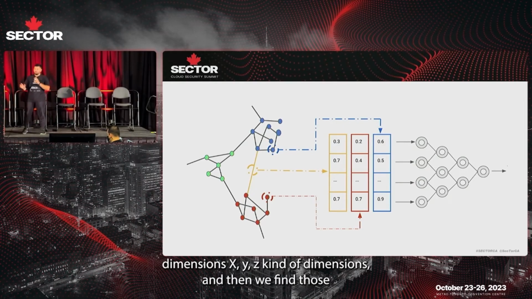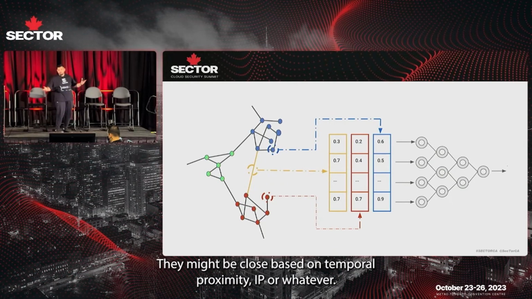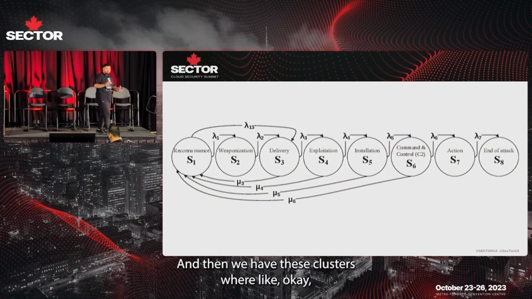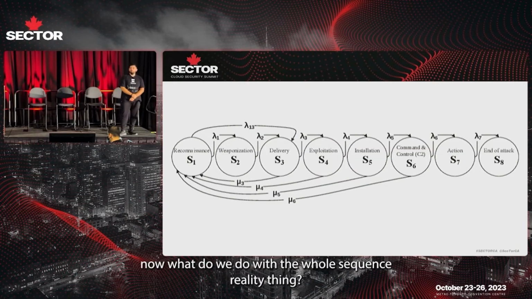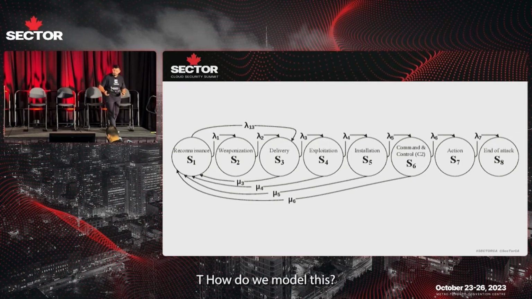X, Y, Z kind of dimensions. And then we find those that are kind of close to each other. They might be close based on temporal proximity, IP, whatever. And then we have these clusters. We're like, okay, now what do we do with the whole sequentiality thing? You were talking about causality, sequentiality. How do we model these?